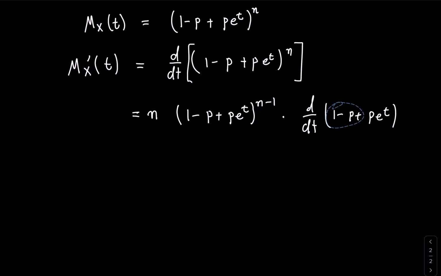This 1 minus p is all a constant with respect to t, so when differentiated with respect to t it becomes 0. And when we differentiate this part here, recall the derivative of e to the t is simply e to the t. We've got a constant out the front, you keep the constant. So bringing that all forward, that becomes n p e to the t at the front, and then we've got another expression, (1 minus p plus p e to the t) to the n minus 1.